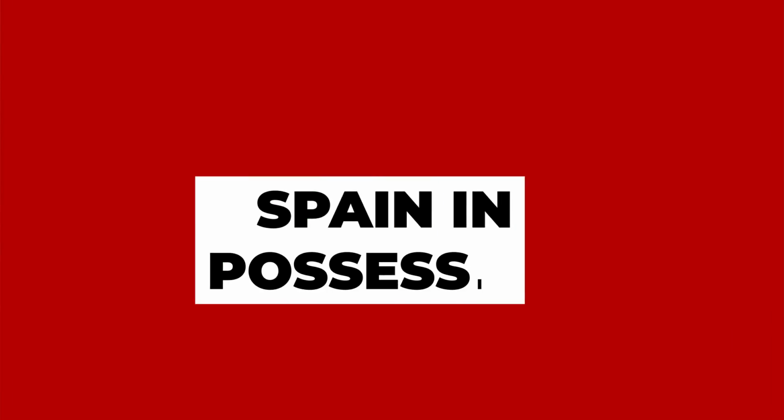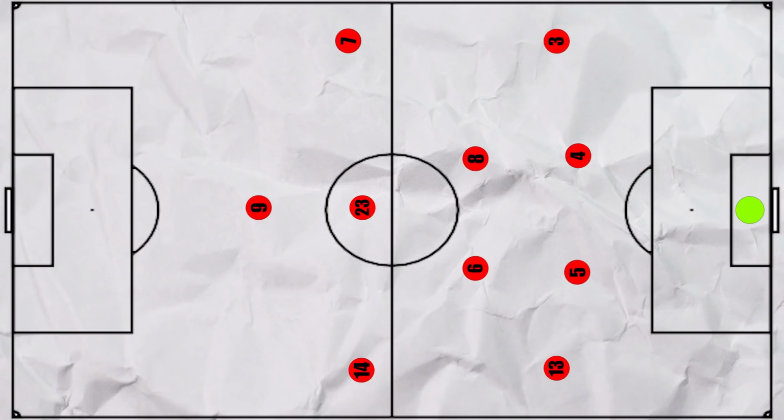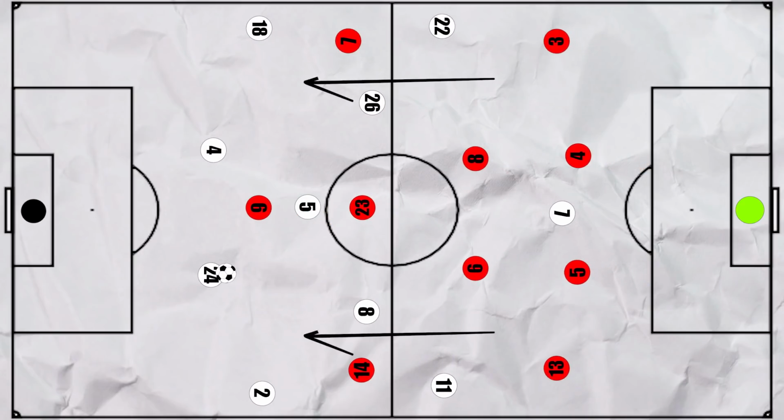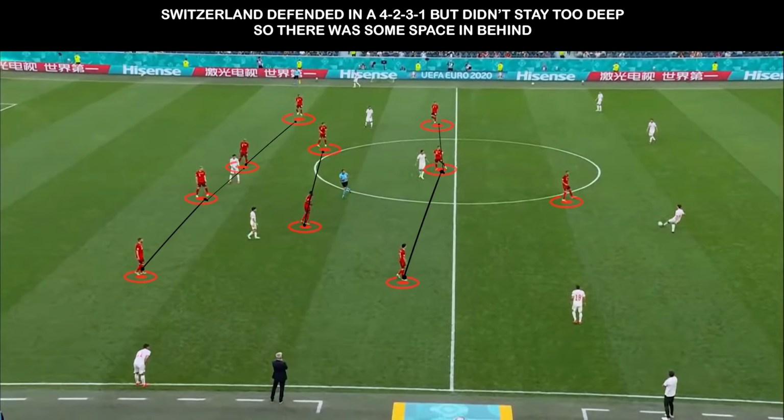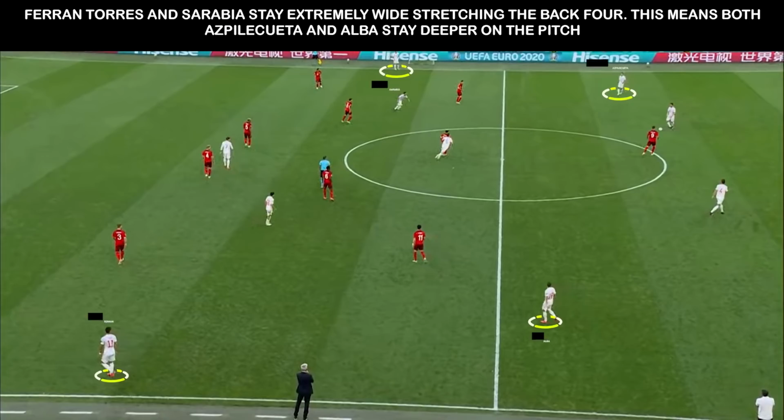We'll begin with Spain in possession. Switzerland generally defended in a mid-block 4-2-3-1, and whilst they could press at times, they were generally happy to hold their shape. And for the most part, in the first half, Spain used an extremely high and wide front three, with Ferran Torres and Sarabia hugging the touchline, meaning that both Azpilicueta and Jordi Alba in particular operated much deeper than usual to begin with.